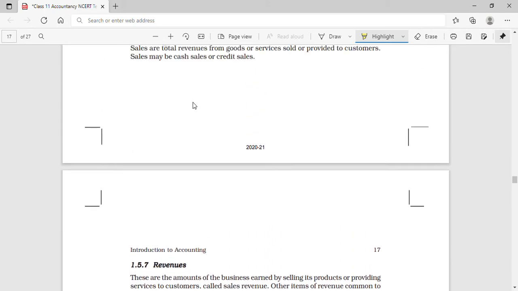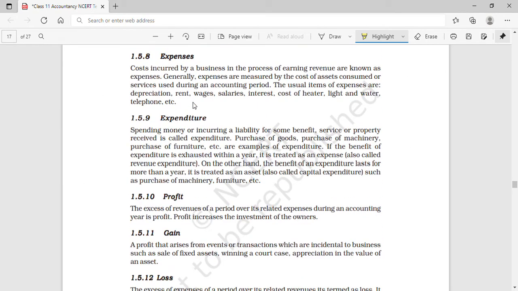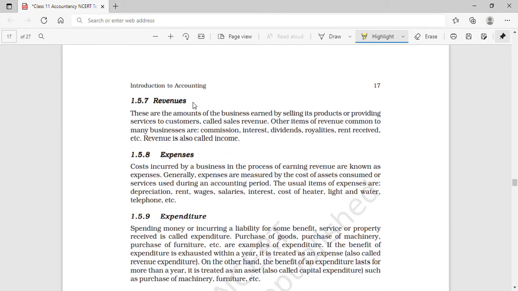Sales are the total revenue from goods and services collected, and then you have revenues, which is the amount of business earned by selling its product or providing services to customers. There are other kinds of revenues, which are your commissions, interest, dividends, royalties. What are royalties? Royalties are where you sold something which has high value, and you're getting money out of it. That's called your revenues. Revenue is also called the income of the company.